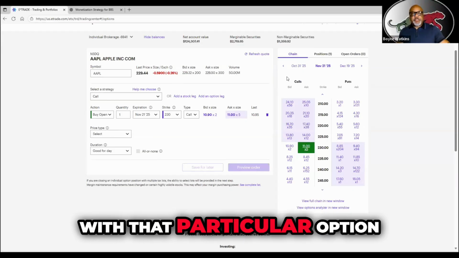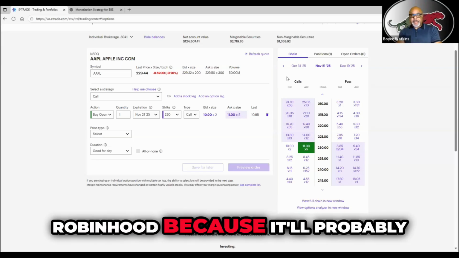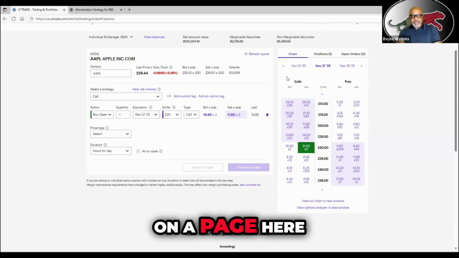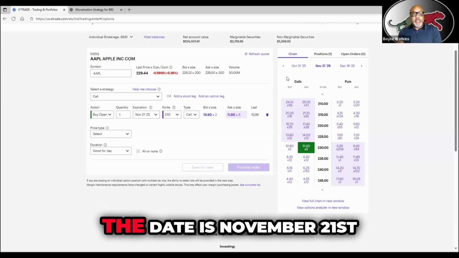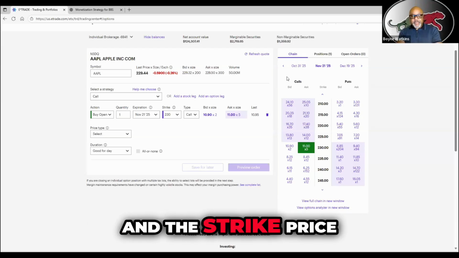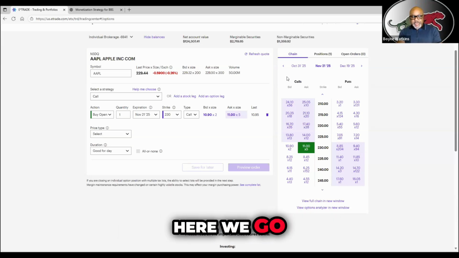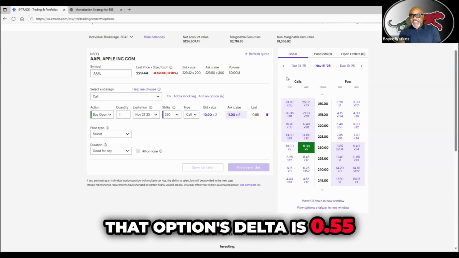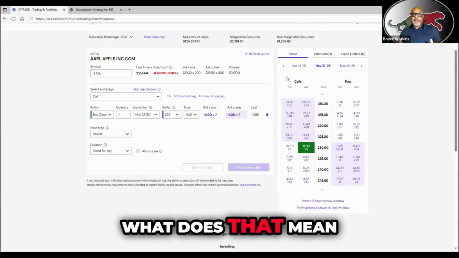Now, with that particular option, the delta, I'm going to look it up on Robinhood because it'll probably be easier. Because if I click on a page here, I might lose my page. So this option's delta is, I can find this exact option. So let me see. The date is November 21st. And the strike price, I'm buying the call, and the strike price is 230. Here we go. So that option's delta is 0.55. Write that down, 0.55. What does that mean?